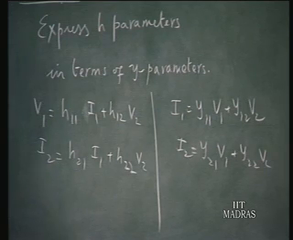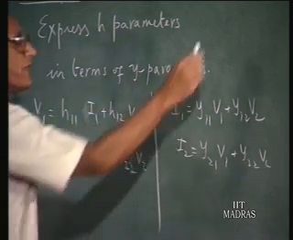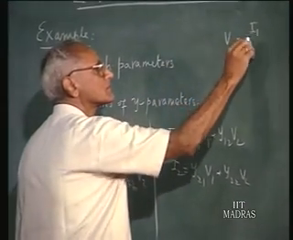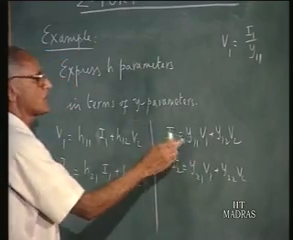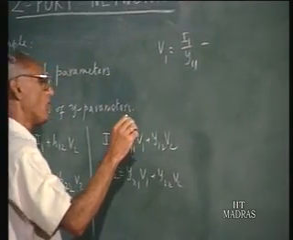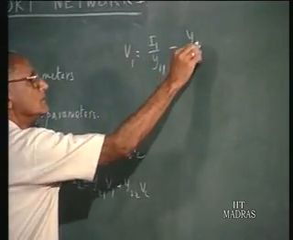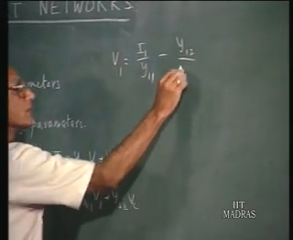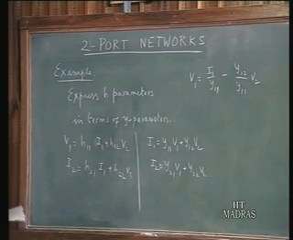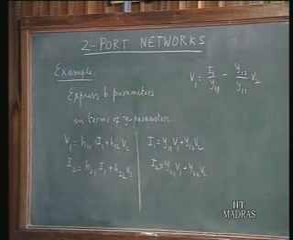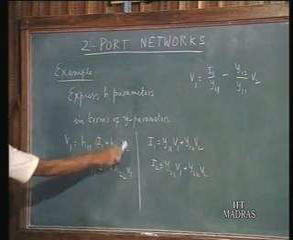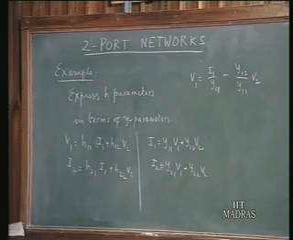Therefore, we have to find out V1 from this I1 equation. V1 equals I1 by y11 minus y12 by y11 times V2. That is what we are having. So, that means that particular equation is in accordance with this form.